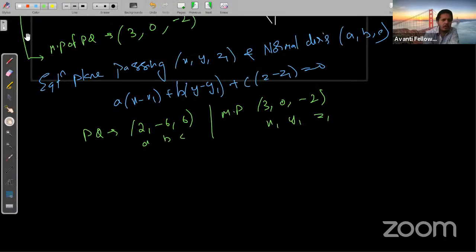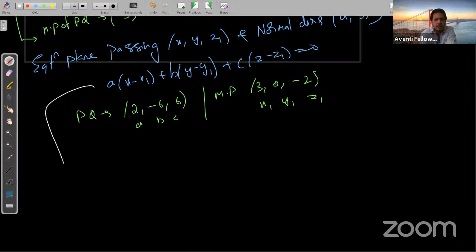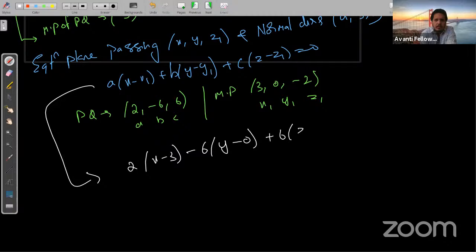Now can't you write the equation of the plane, guys? It's very simple. 2 into x minus 3, minus 6 into y minus 0, plus 6 into z plus 2, right?